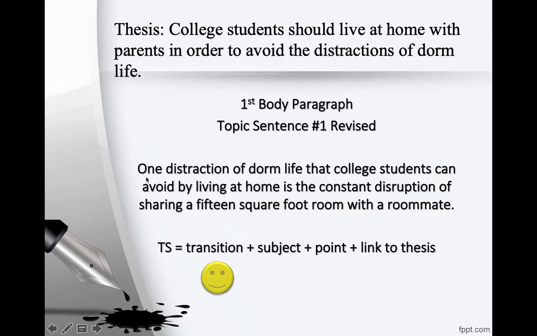We do start with a transition, all right? One distraction. We have kind of a transition word here, one, and then a repeated word from the key words in the thesis statement. We do have a subject: still sharing a room with another person. And the point is that this distraction can be avoided, right?